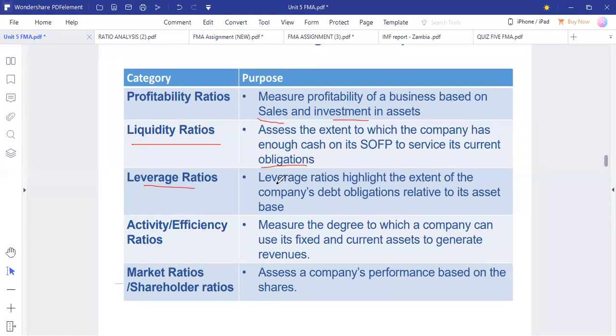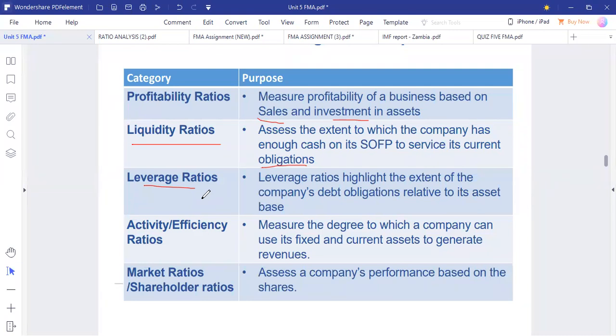So like I said, profitability ratios measure the profitability based on the sales and investment. Liquidity ratios measure our ability to service our loans. Leverage ratios are also called gearing ratios, which measure the extent to which the firm's obligations are financed by debt. If a firm is over financed by debt, it is over leveraged. Gearing is high. So it's a danger if a firm is over leveraged.